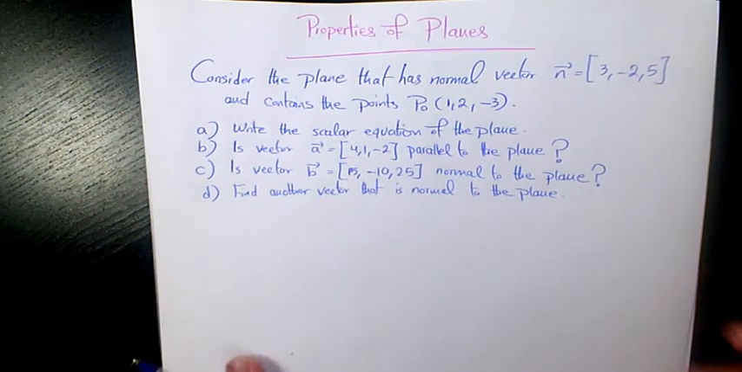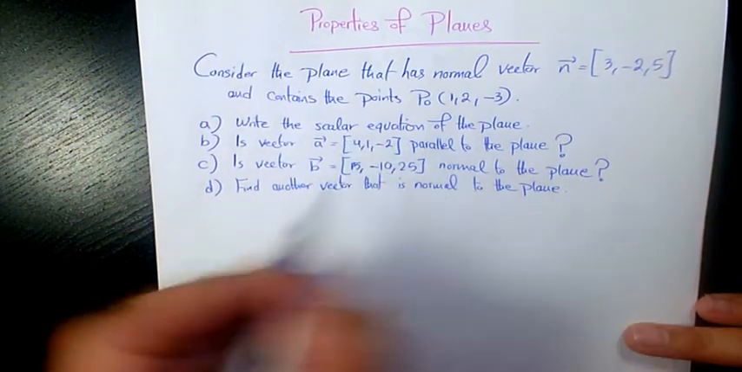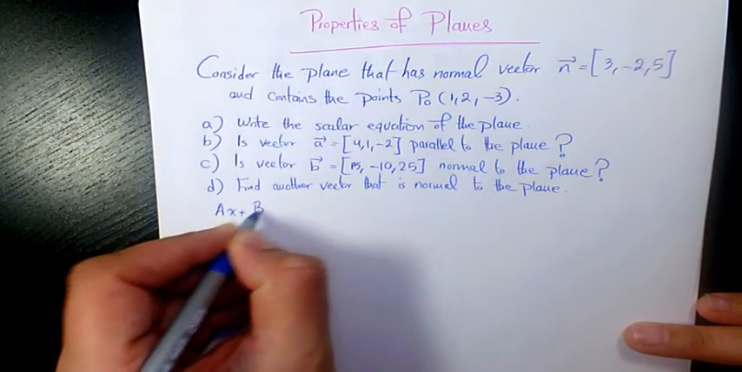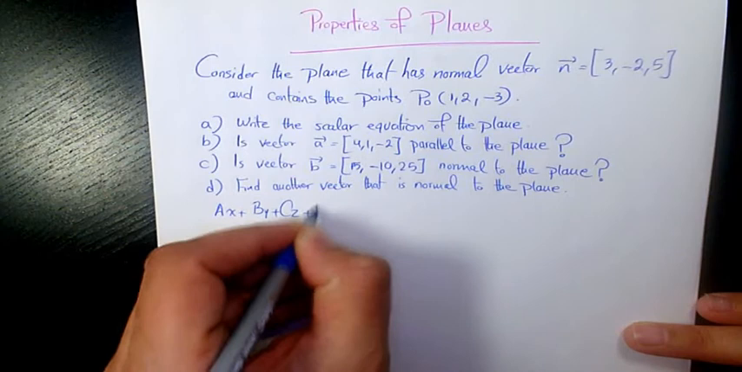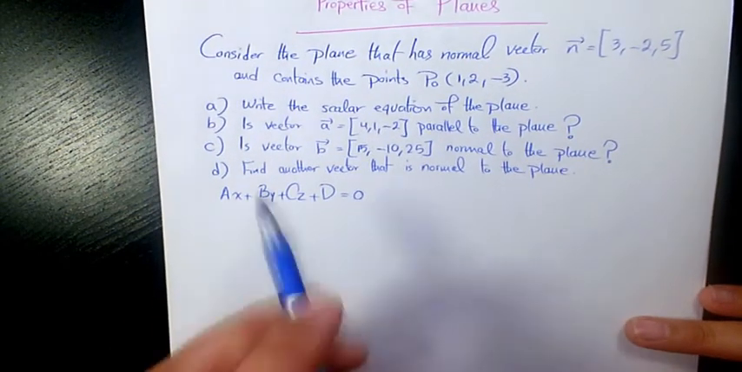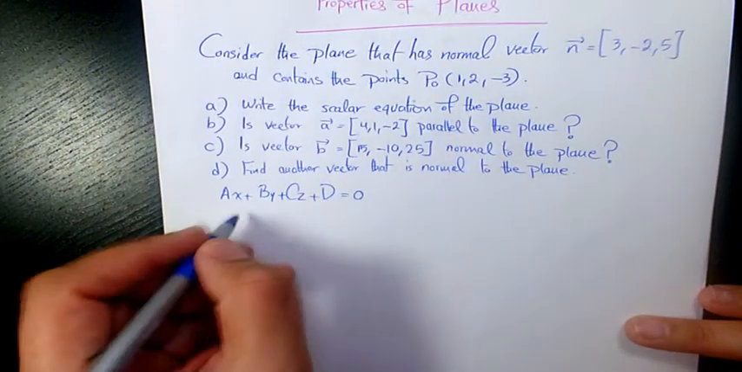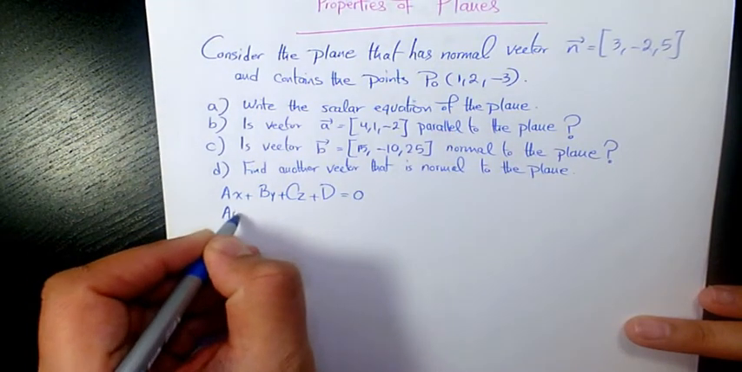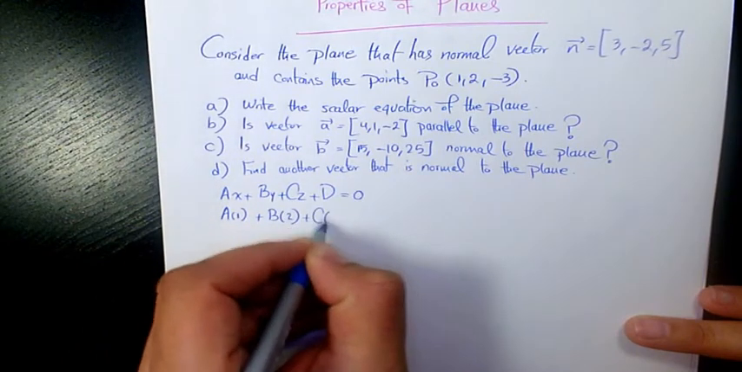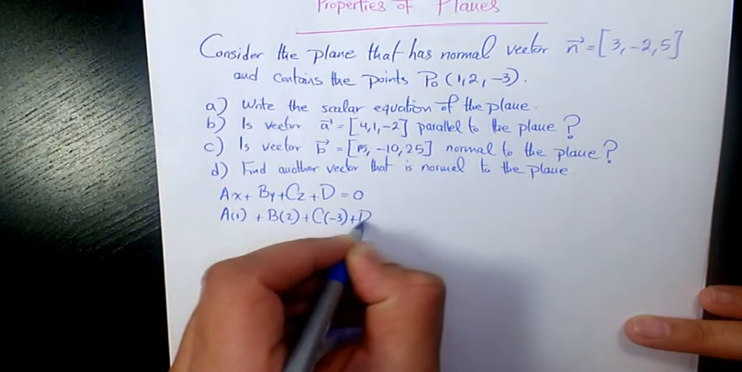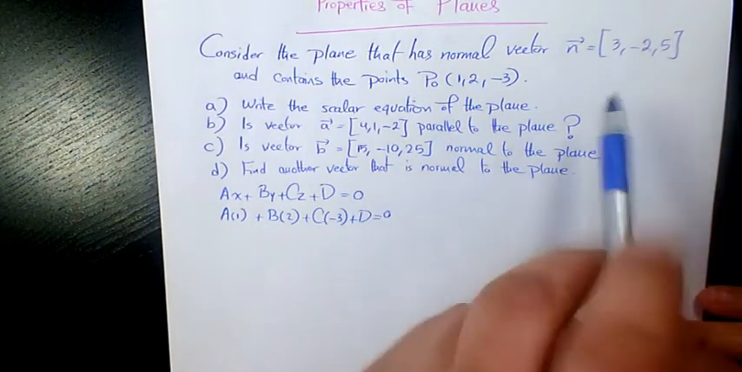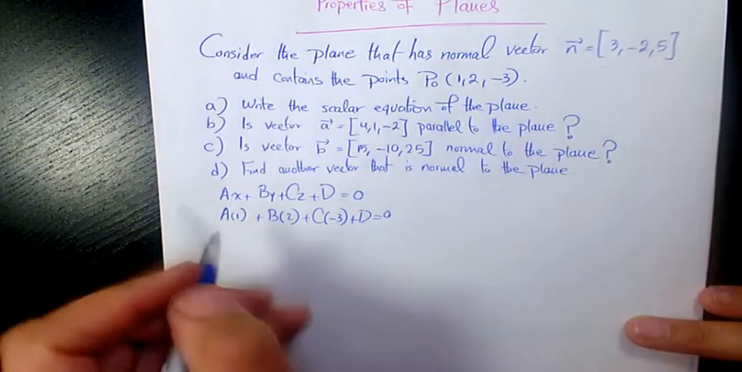I'm going to show you two different methods to write the scalar equation. You know, the scalar equation is ax plus by plus cz plus d equals 0. So what we can do is sub the point in here. It's going to be a times 1 plus b times 2 plus c times negative 3 plus d equals 0. And a, b, and c are these normal vector numbers.